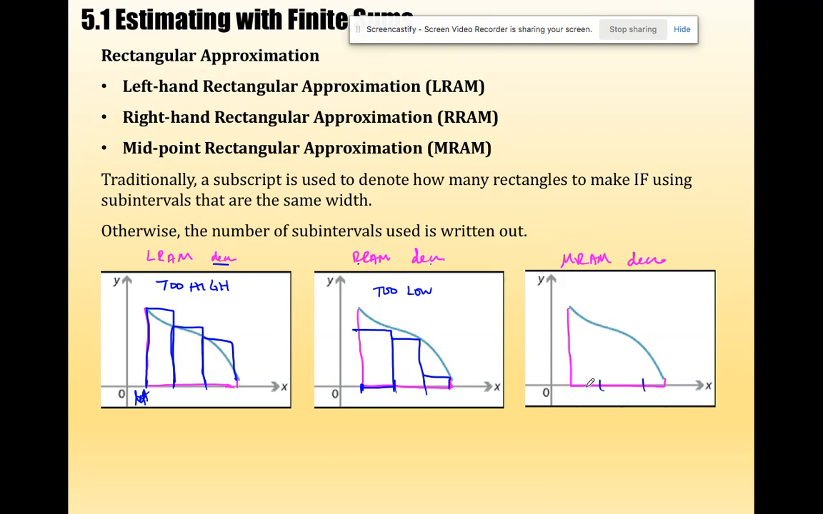How about MRAM? Here's my start. Go to the midpoint and constantize left and right. Constantize left and right. Constantize left and right. Still not altogether sure how I tell with MRAM.